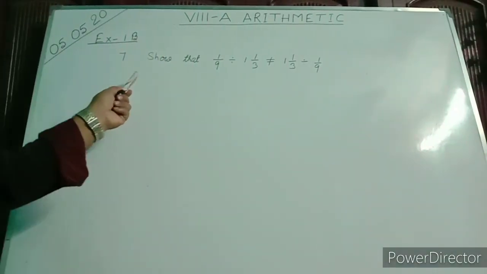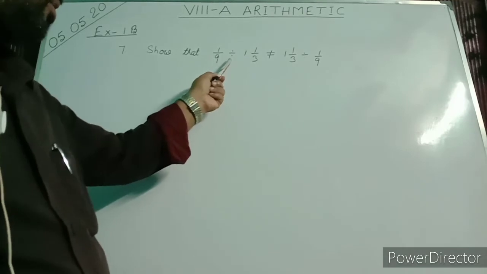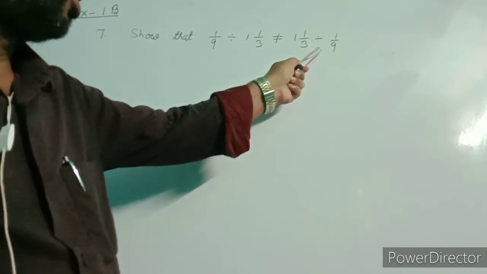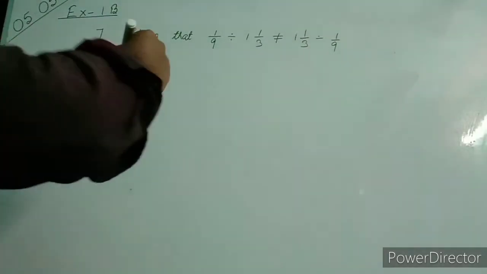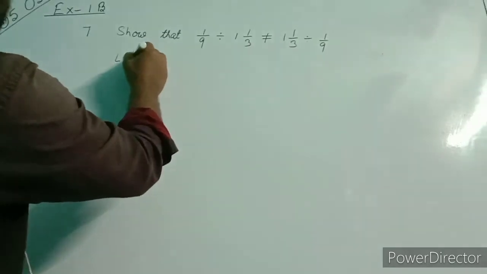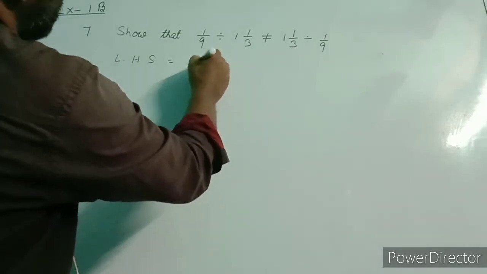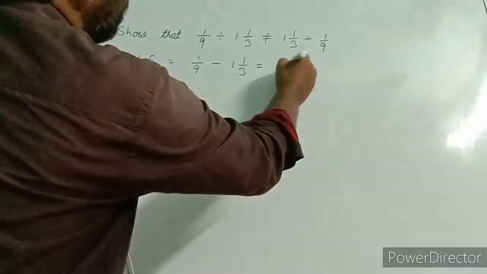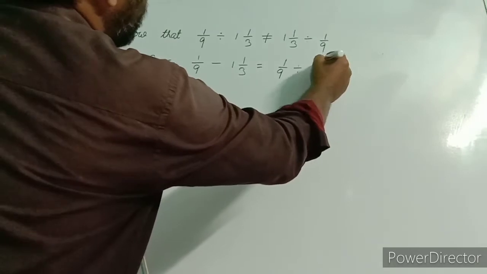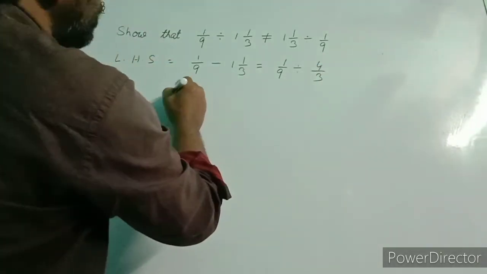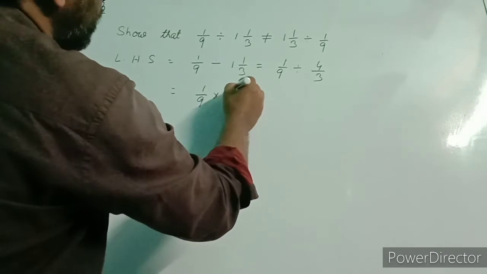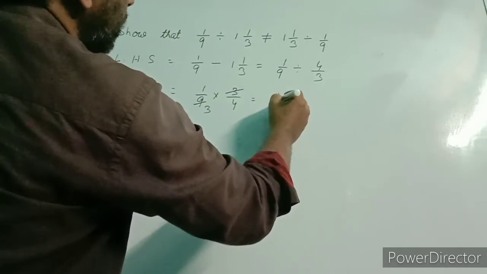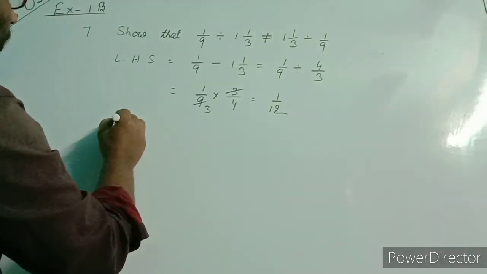In question number 7, show that 1 by 9 divided by 1 and 1 by 3 is not equal to 1 and 1 by 3 divided by 1 by 9. So for that we solve LHS first. LHS is 1 by 9 divided by 1 and 1 by 3, equal to 1 by 9 divided by 4 by 3, equal to 1 by 9 into 3 by 4, equal to, 3 3s are 9, 1 by 12.